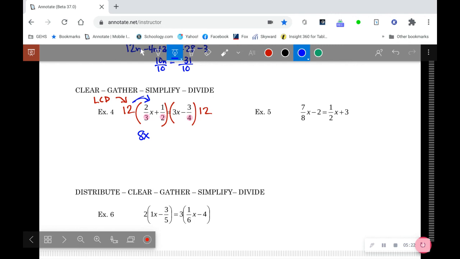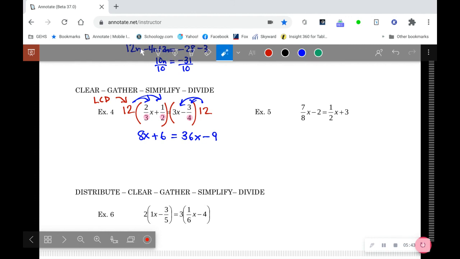Now the second half over here would be half of 12. We'll distribute over here also. And we're ready to take 12 times negative 3/4. 12 divided by 4 is 3. 3 times 3 is 9.